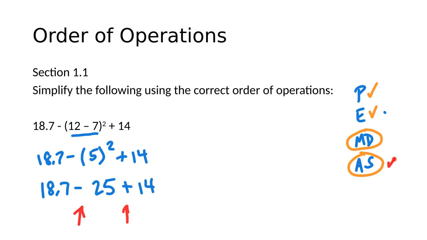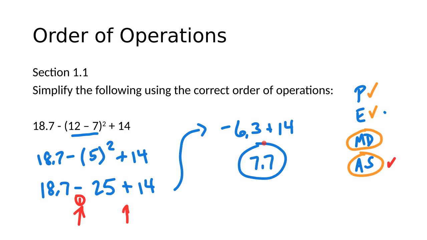Now, addition and subtraction are equals in the hierarchy of order of operations. So we're just going to do those from left to right. And doing those from left to right, the first thing we're going to have to do is that subtraction. So we'll have 18.7 minus 25, which will give us negative 6.3. And we still need to add that 14. We add that 14 on there, we end up with 7.7, and we have simplified that expression.